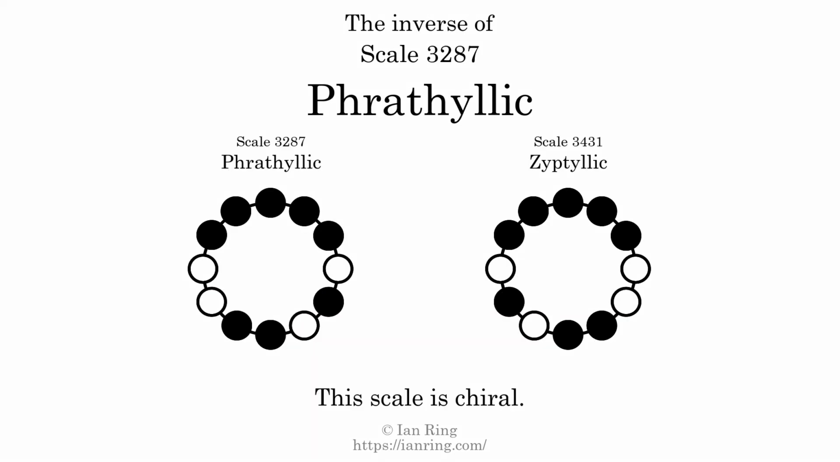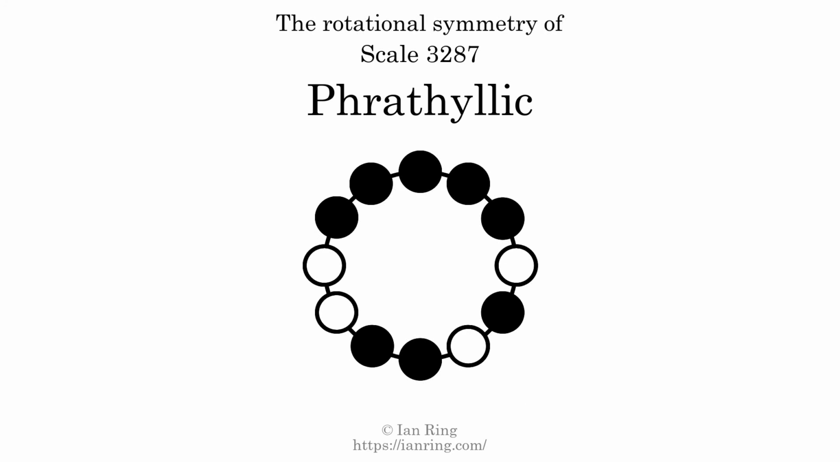The inverse of a scale is a mirror image. It is what you get when the sequence of intervals is reversed. The inverse of this scale is scale 3431, also known as Phrathyllic. This scale is chiral. It cannot transform into its inverse by rotational transformation. This scale has no rotational symmetry.